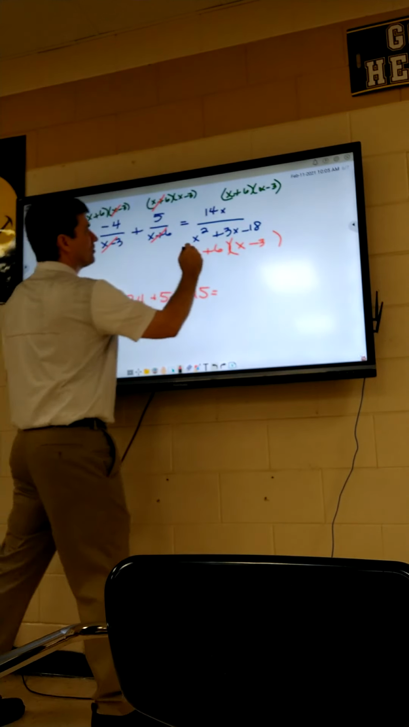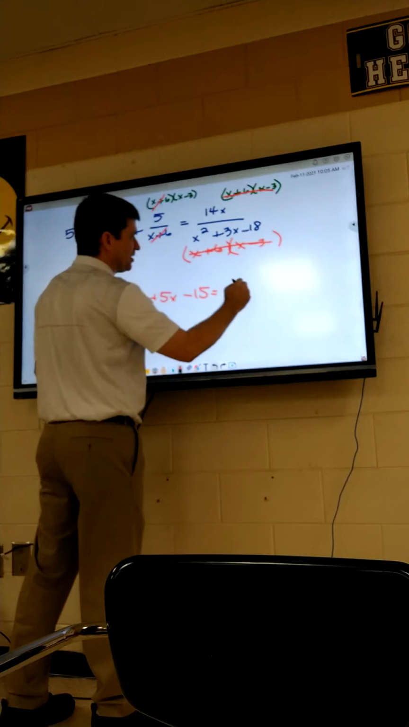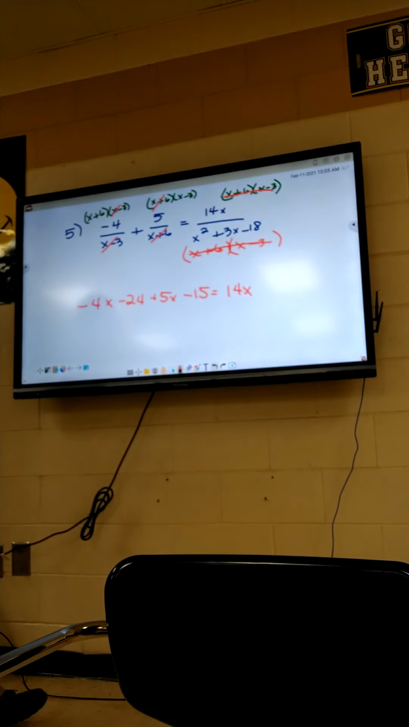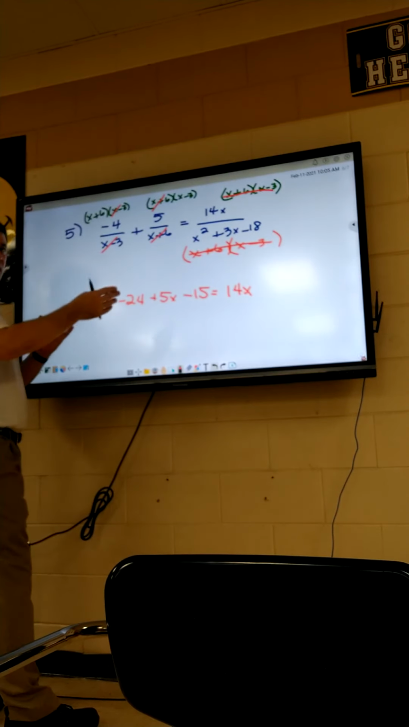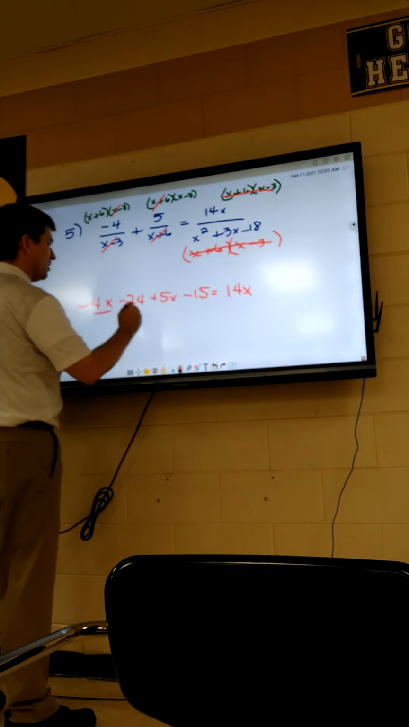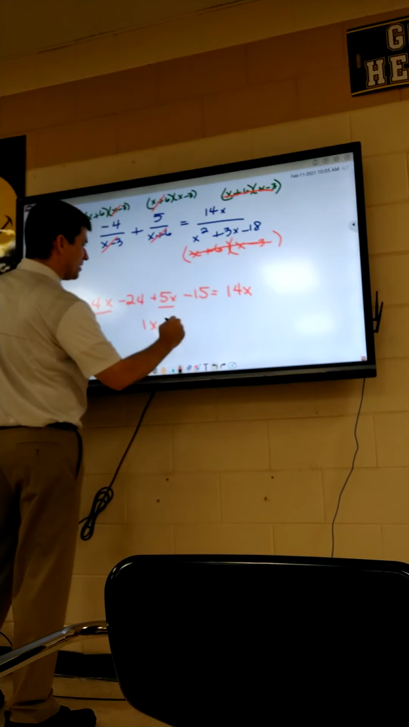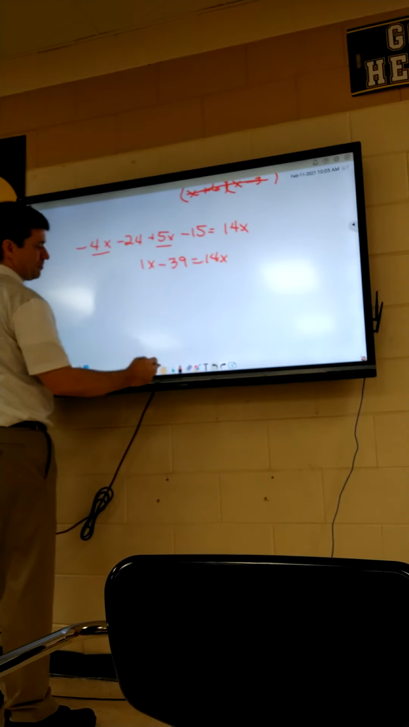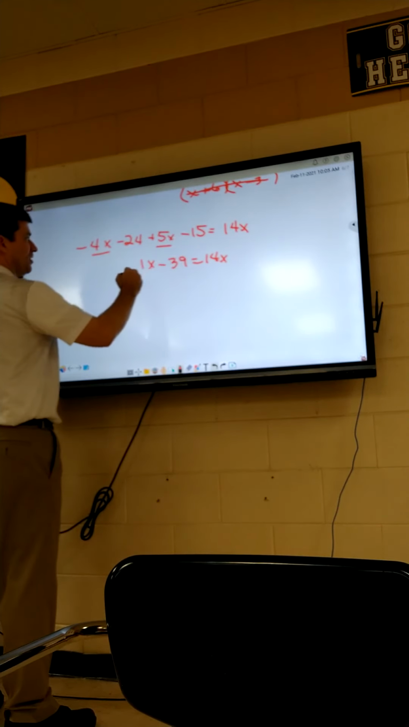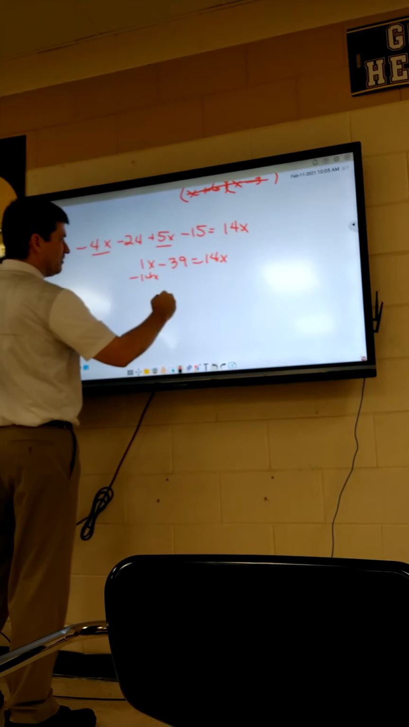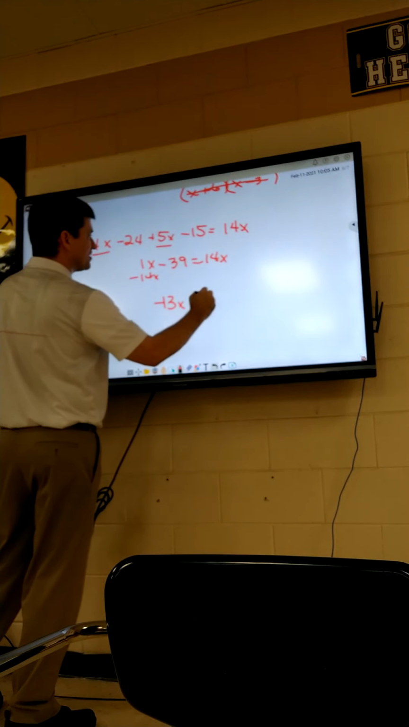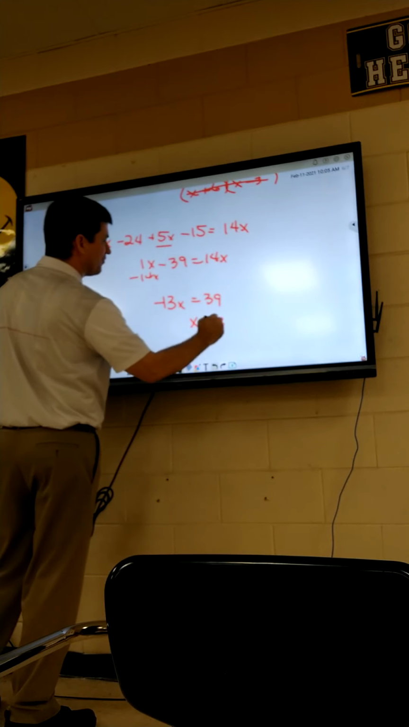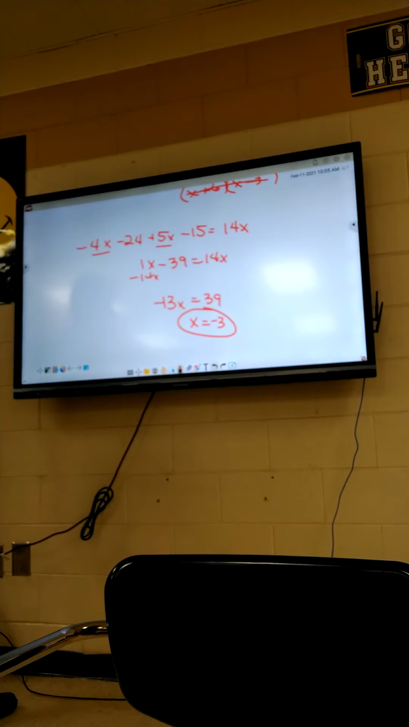Now, the third one, both of them cross out, so that one's easy. I just bring down 14x. All right, so there is no x squared in the problem. We're not going to have to factor. We just got to solve it. We got to get our x's on the left, numbers on the right. So I got 1x minus 39 equals 14x. All right, I'm going to move 14 over here. That's going to give me negative 13x equals positive 39. I got an answer of negative 3. I think we did that one before, too.